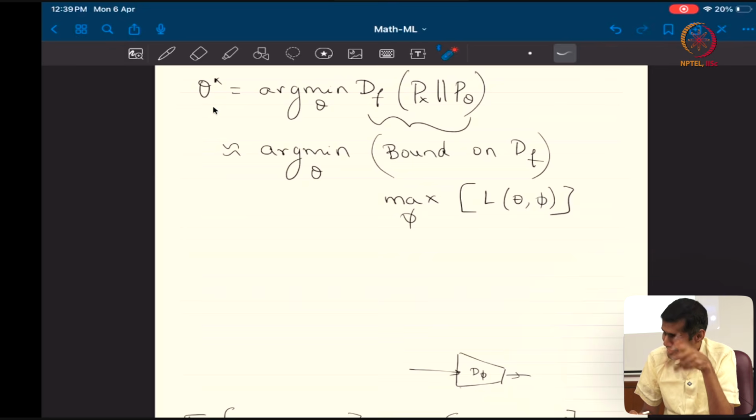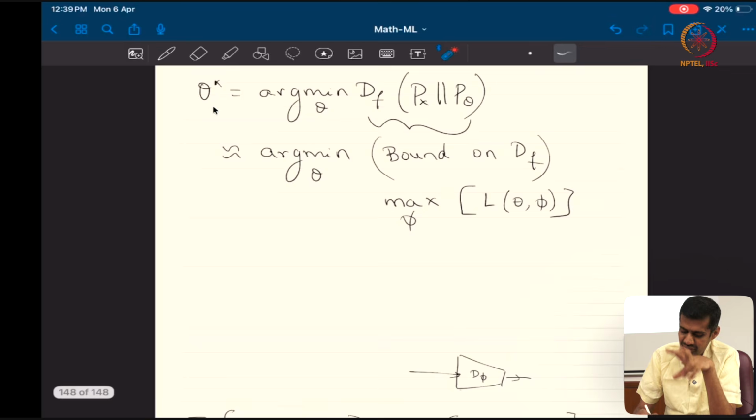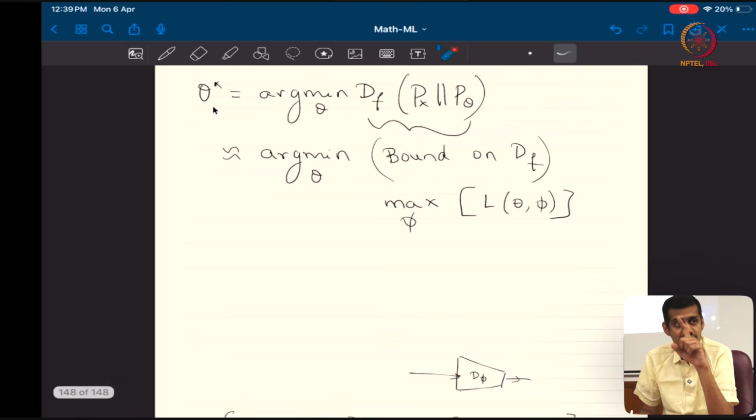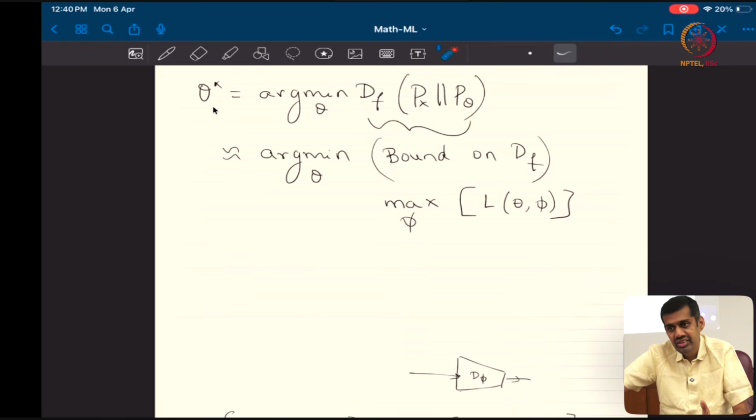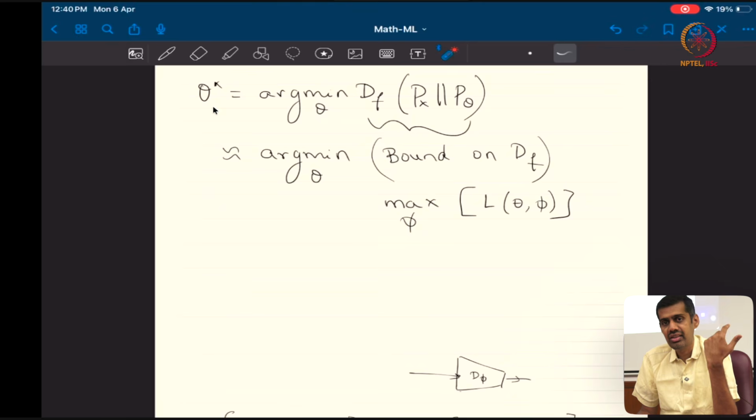So should I tell you the thing again? There is an objective function that we are trying to optimize with respect to one set of parameters. We cannot optimize that, and that is why we construct a bound on top of it. And while constructing that bound, we will have to solve another optimization problem with respect to another set of functions. That is what I have written as this max over L of theta comma phi. First you solve this inner optimization problem to construct the bound, and once you construct the bound, you minimize that with respect to another set of variables theta, that is it.